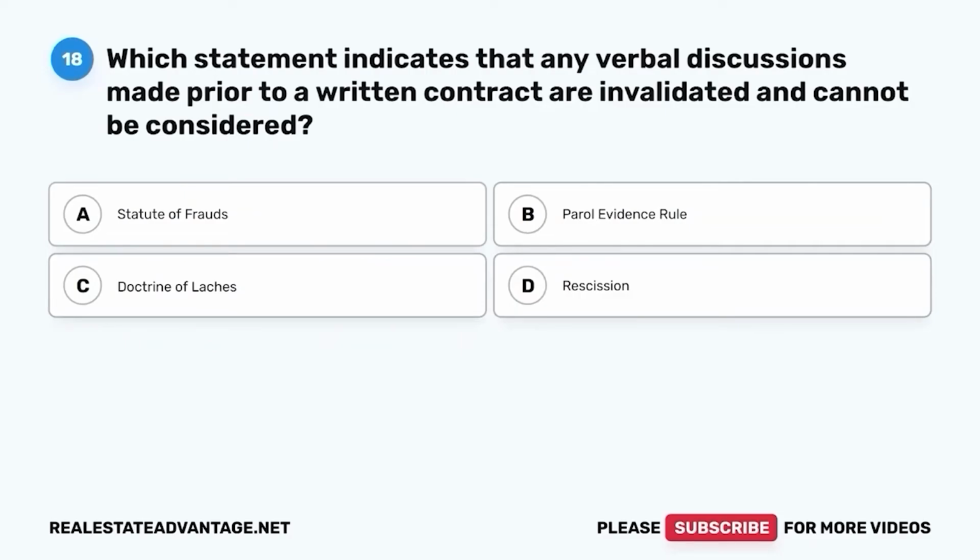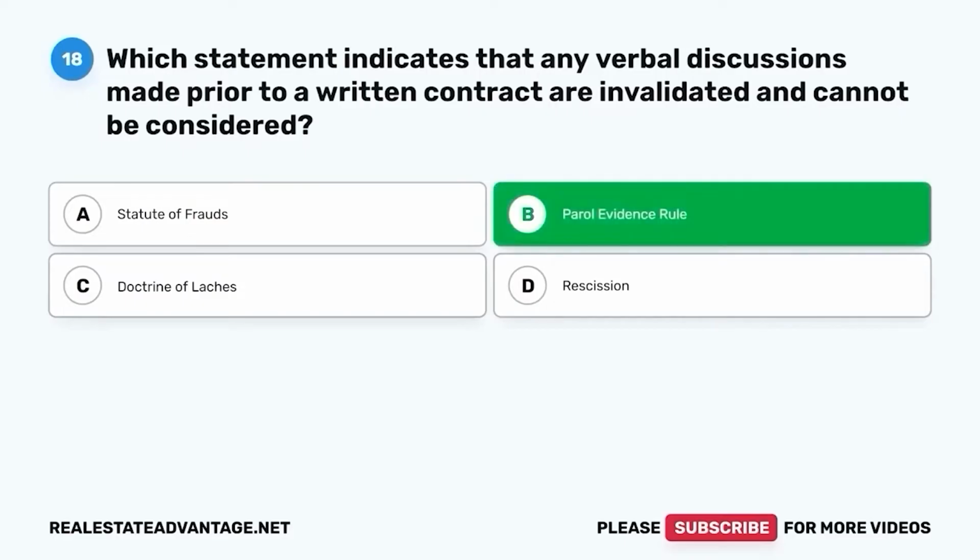Question 18. Which statement indicates that any verbal discussions made prior to a written contract are invalidated and cannot be considered? A. Statute of Frauds. B. Parole Evidence Rule. C. Doctrine of Laches. D. Rescission.